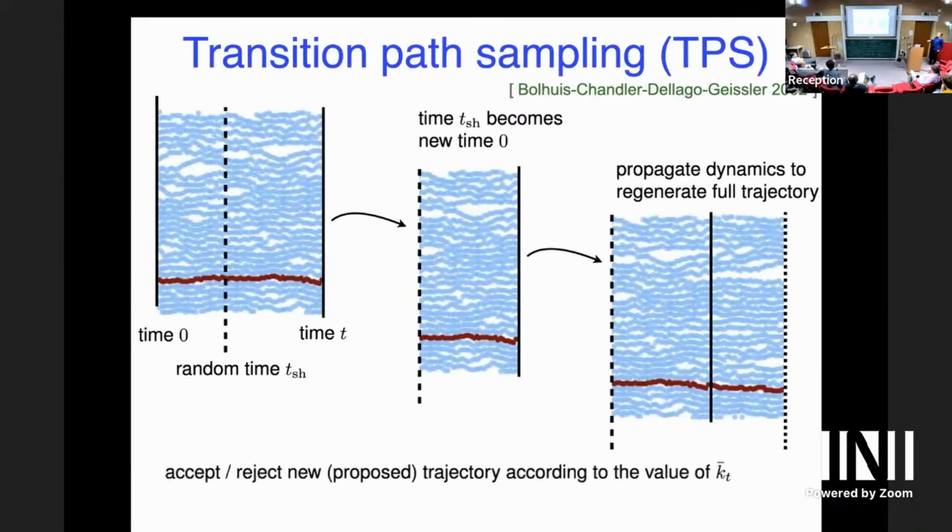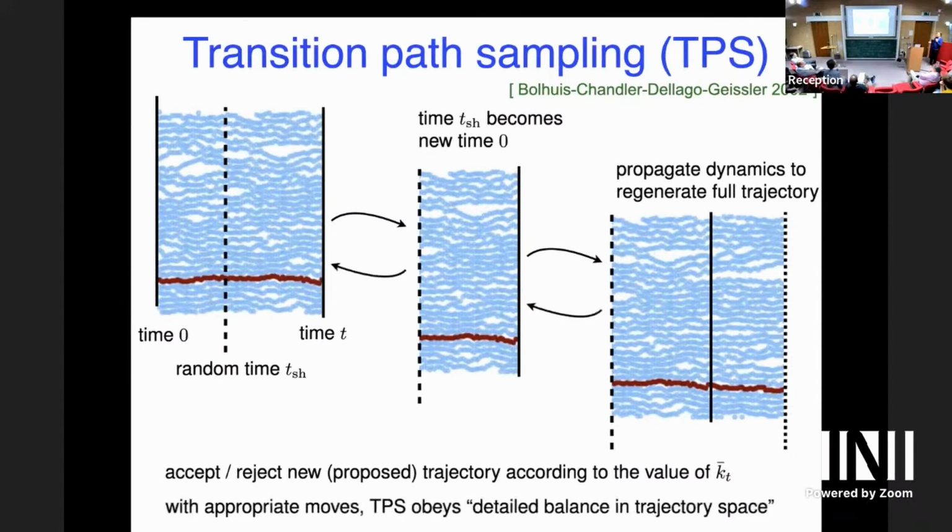And then, as I said, this is the proposal, just like in Monte Carlo. You propose this new trajectory, and then you accept or reject it according to whether it does what you want, whether it's consistent with the distribution. And this is called a shifting move. In the TPS jargon, this is called a shifting move. It's only one of the kinds of moves that you can do, but it's a nice one.